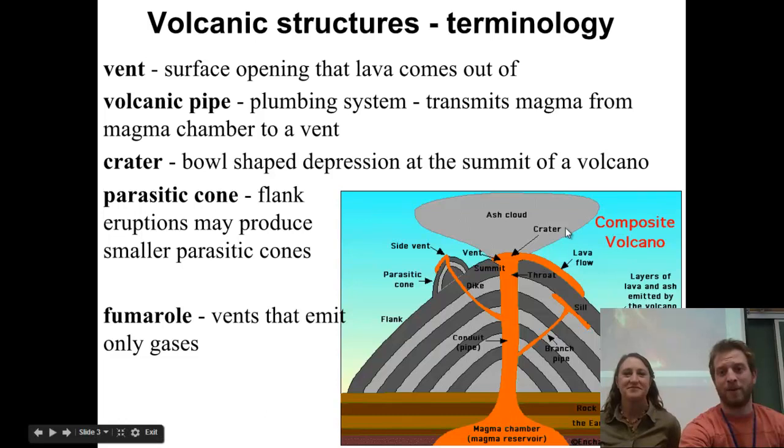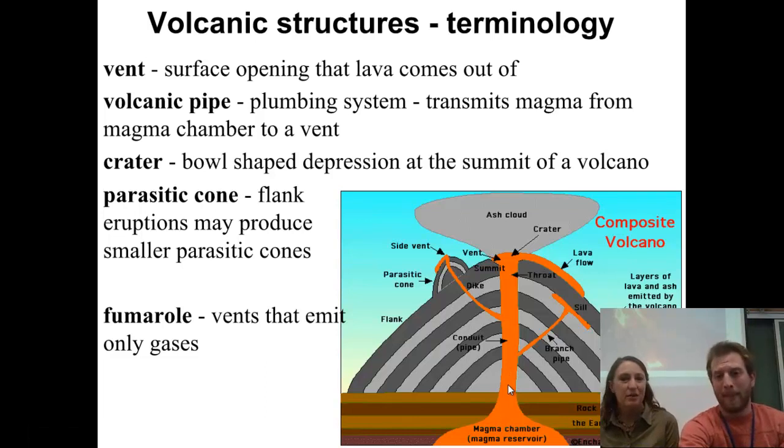If you look at the volcano we have here, this top part right here is the vent, and it's just the opening where the lava comes out. And then there's the volcanic pipe, which is basically just where it connects to the magma chamber. So it's like the plumbing system of the volcano, right? Mm-hmm. Okay. And then the crater is kind of near the vent, but it's this big bowl-shaped depression at the top. That's all the way, they call it the summit of the volcano.